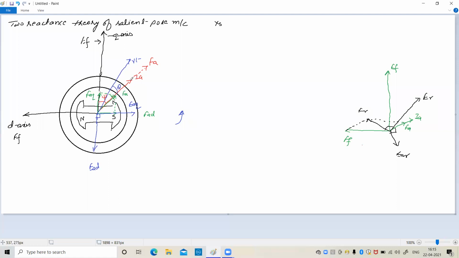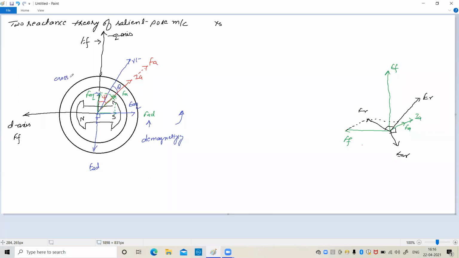So here is the armature current. So there will be armature reaction MMF. This armature reaction MMF can be resolved into 2 components, one along the direct axis, one along the quadrature axis. The direct axis component is FAD. It has a demagnetizing effect. It is quite opposite to the field MMF. So this armature reaction is a demagnetizing effect. Whereas the component FAQ is the distortional effect, or the cross magnetizing effect.